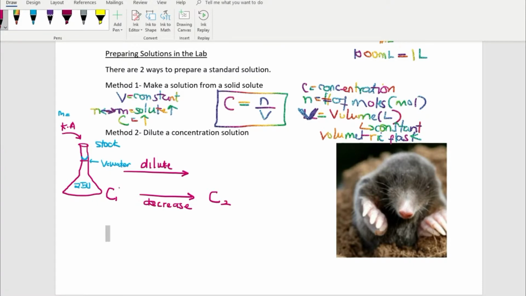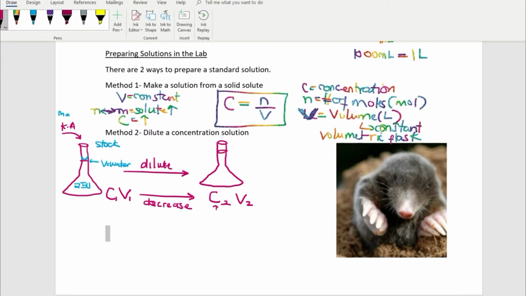And that is where C1 V1 equals C2 V2 comes into play, coming from our stock solution into our dilute solution. Now, for dilute solutions, most times you'll be given the volume, and then you'll be asked what is the concentration of this particular solution right there, which is C2.